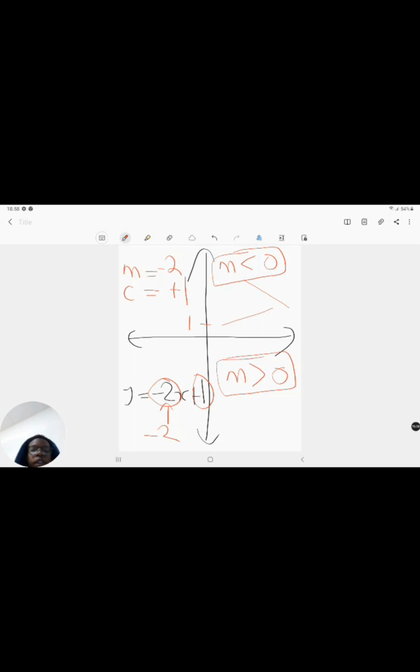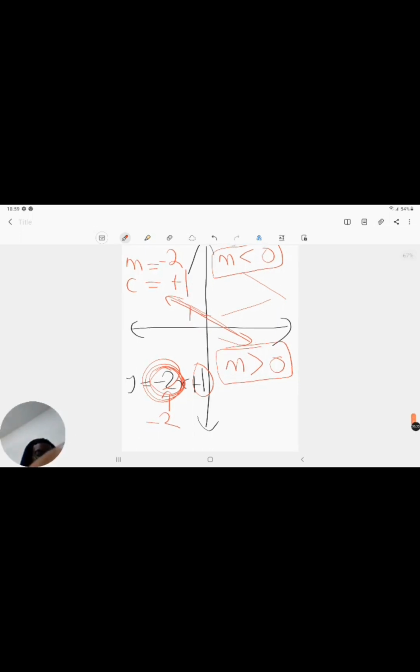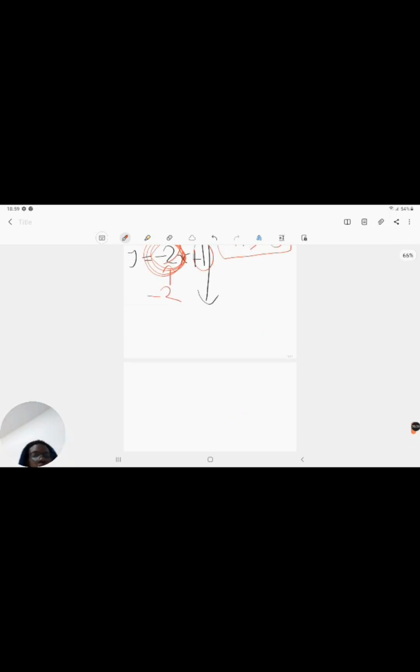You should remember this. Okay, now for this graph, you can see that m is minus 2, meaning your graph will be moving that way. It'll be sloping upwards in that direction. So your graph will look like that. Okay, so let's do another example so that I can hammer that point home about the slope.